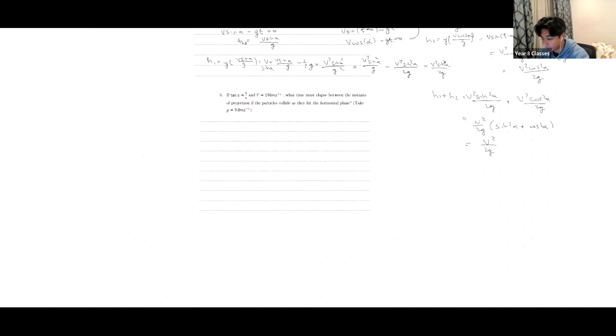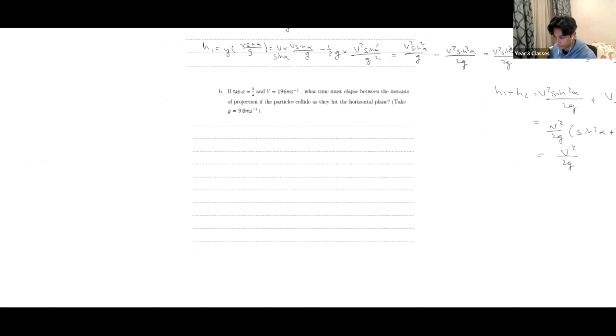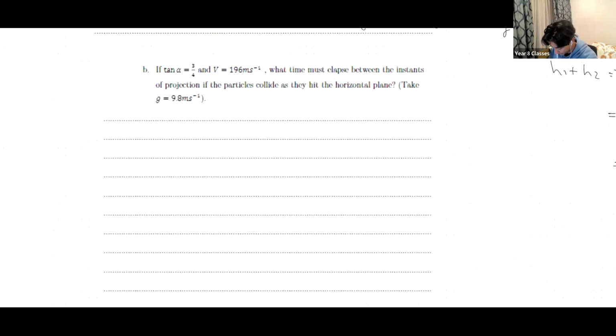So part B, if tan alpha equals 3 on 4 and V equals 196, so these are given to us now, what time must elapse between when the two particles were shot if they collide as they hit the horizontal plane? So what it's asking you is basically to find the time in between when the two particles were shot. I'll give you like 30 seconds to think about it and maybe get a little start.